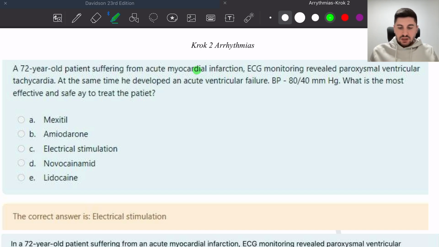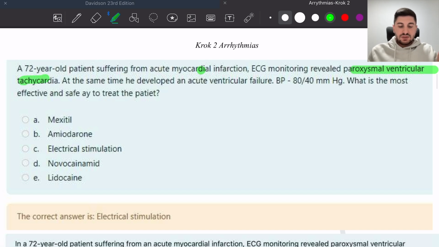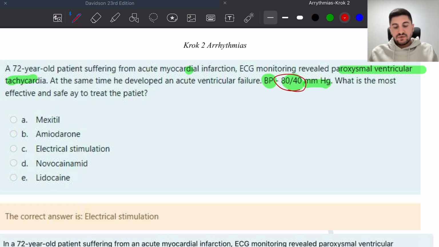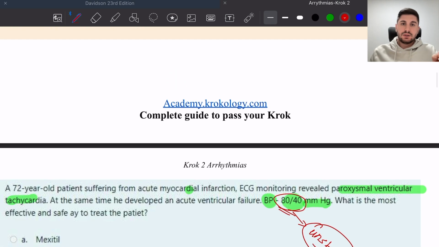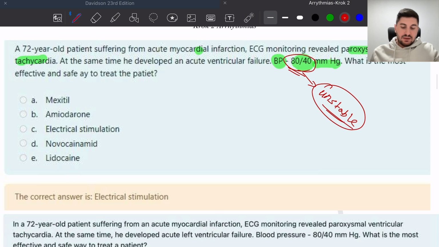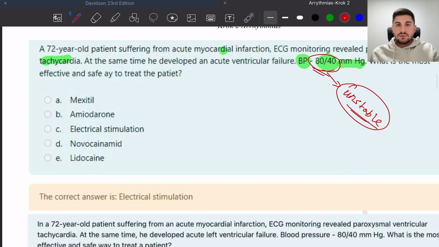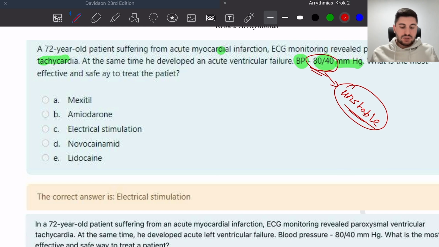So here they give you the diagnosis, paroxysmal ventricular tachycardia, and see with me, the patient's blood pressure is 80/40, so it's a very decreased blood pressure. So the patient is unstable, right? And for an unstable patient, you use a defibrillation technique, which is electrical stimulation. And here we have lidocaine, and why don't we use it? Because lidocaine is for a stable patient.